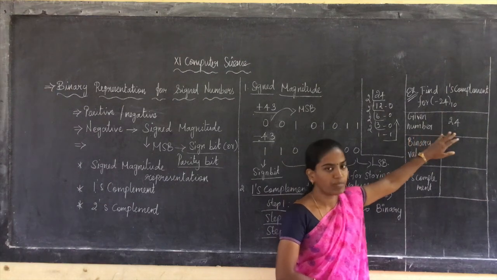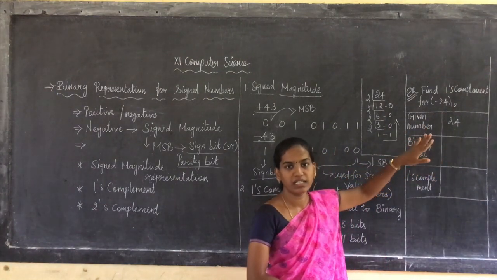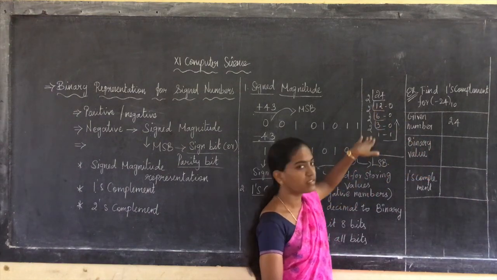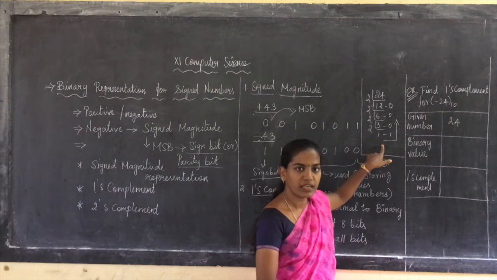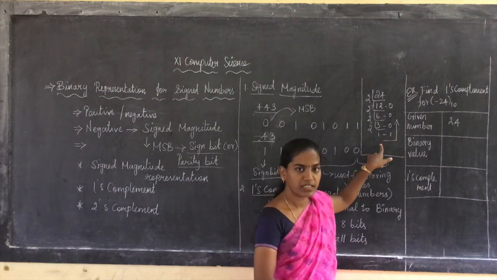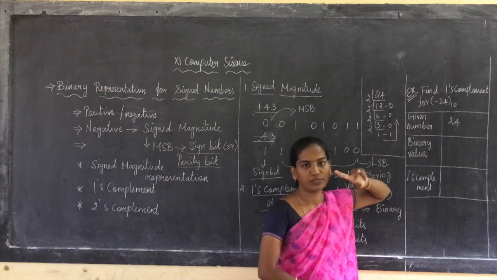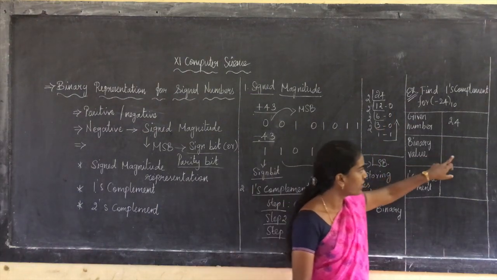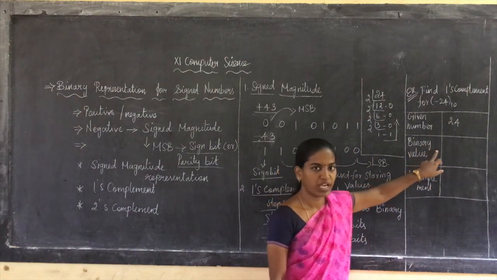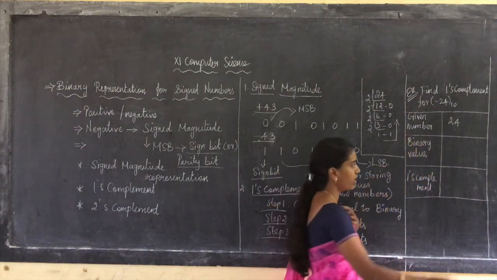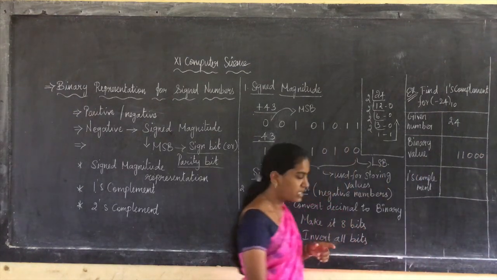So write the given number 24, then you have to find the binary value. For that, the repeated division method is used to find the binary number. Write the values from bottom to top. So 11000. Write that number, 11000. The binary value will be this. You can write the values here. 11000.